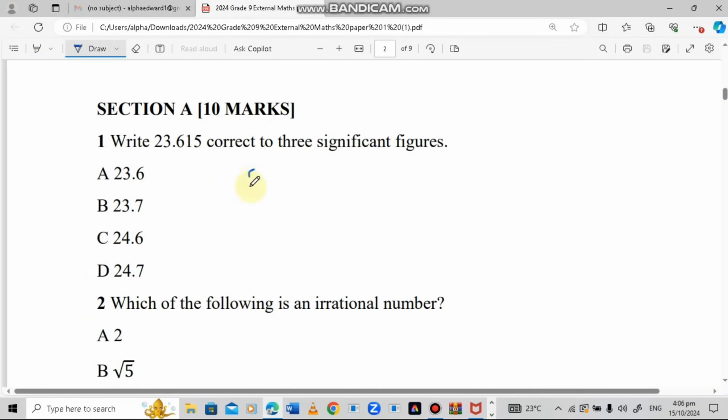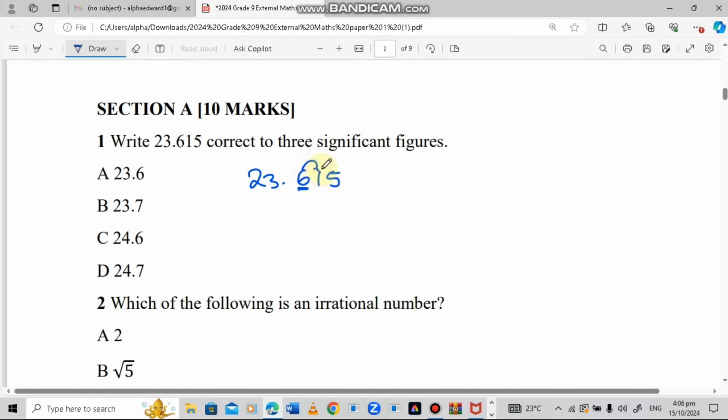Alright, so we have 23.615 correct to three significant figures. So how do you count a number of significant figures? You count from the left. Okay, so we have 1, 2, 3. The third significant figure is 6. Okay, so this is our target value.